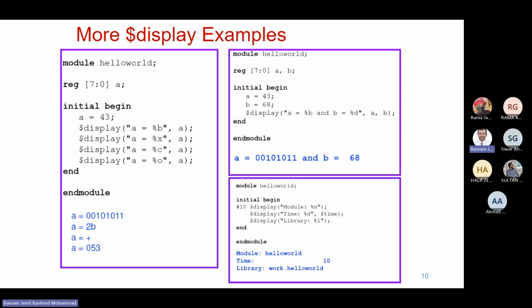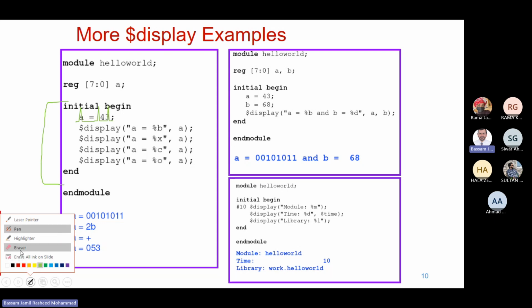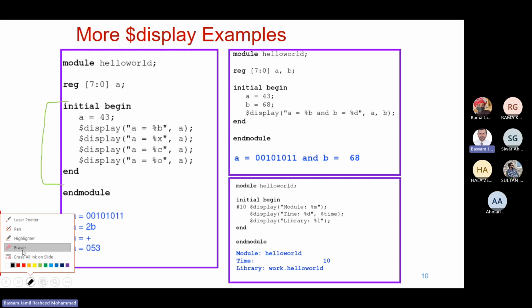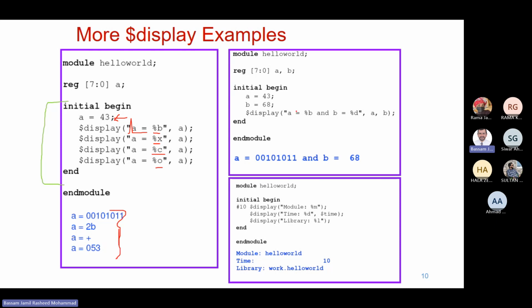Another example here of display statements and setting of signals. So check out here, in this initial block, we set the value of A. Oh, there is something here that makes it this funny character or funny shape. So we set the value of A here. We display it in different formats: binary format, hex format, character, octal, and you can see this is the output, in all the formats.